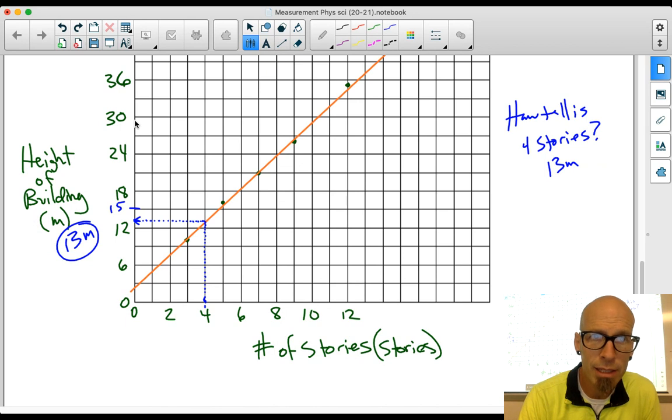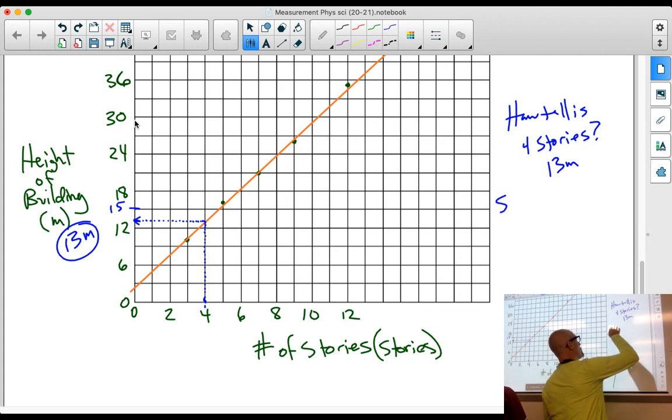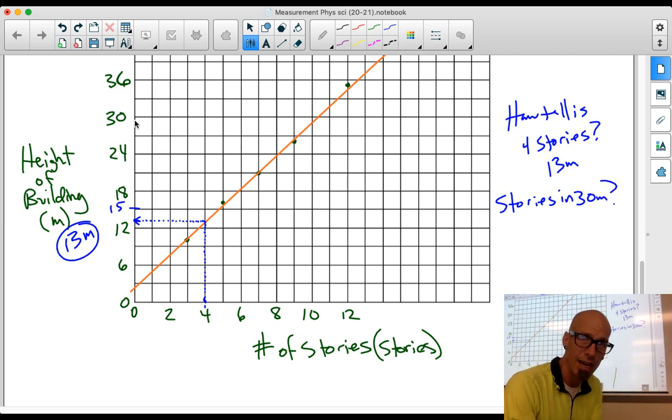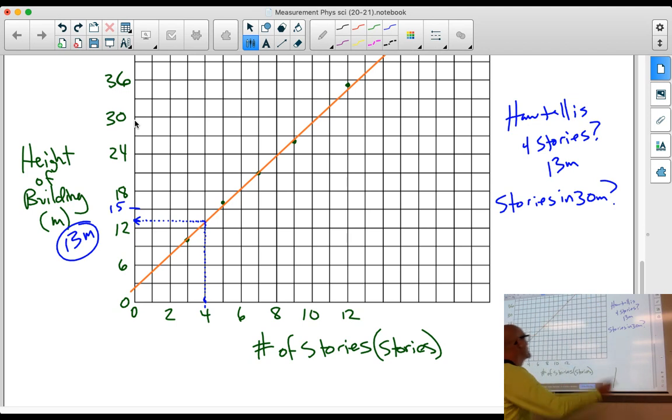So in this case, I'm asking, how many stories would a 30-meter tall building have? Okay, let's see. Stories in 30 meters. That's the question. How many stories in 30 meters? And so you would go to your graph again at 30 meters, which is what I gave you. Last time I gave you 4 stories, you went to 4 stories and started drawing a dashed line. Now, instead of telling you how many stories, I want to know how many stories in a 30-meter tall building. So I go to 30 meters right here, and I start drawing my dashed line over all the way to my best fit. I stop at my best fit and I bring it down.